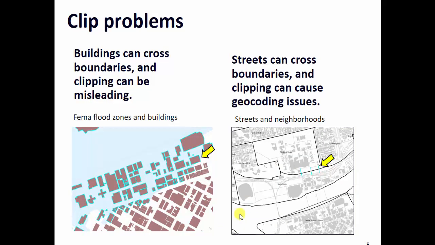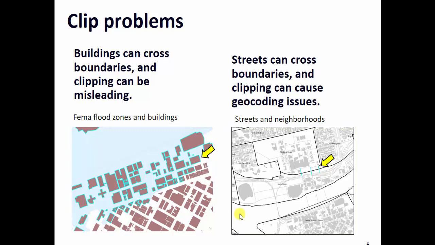Clip problems. Perfect. Gotta have that here too. Yeah. Buildings can cross boundaries. You suddenly have half a building. Looks like a Star Wars movie, where they cut through the whole building. Yeah. Or streets can cross boundaries. Clipping can cause issues with geocoding, all that.